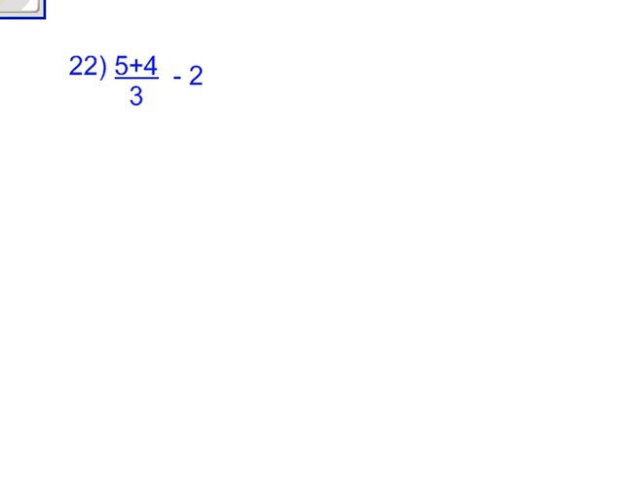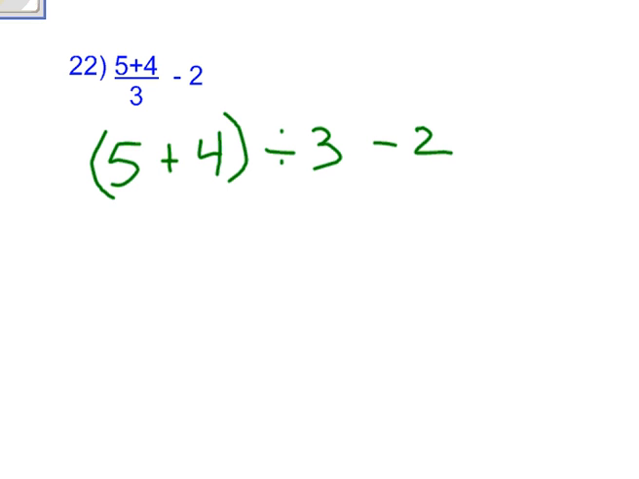Problem 22 is 5 plus 4 divided by 3 minus 2. And I'm going to rewrite this problem using parentheses. 5 plus 4, the whole group, divided by 3, and then minus 2. Order of operations tells us we have to do the parentheses first. 5 plus 4 is 9. We can rewrite this as 9 divided by 3 minus 2. Order of operations again, we have to do division first. 9 divided by 3 is 3. 3 minus 2 is 1.